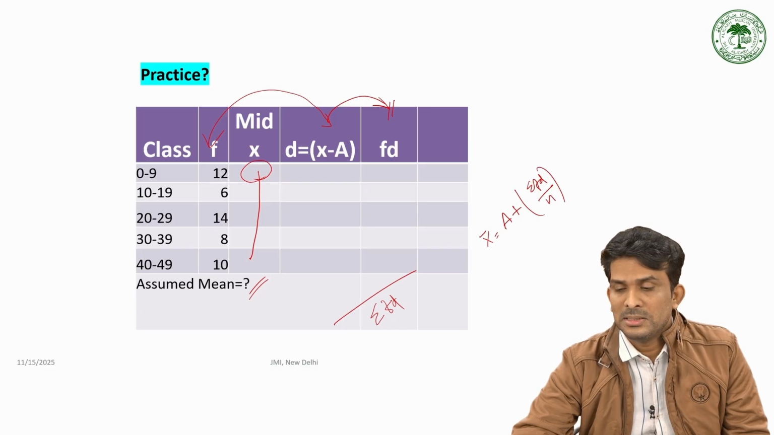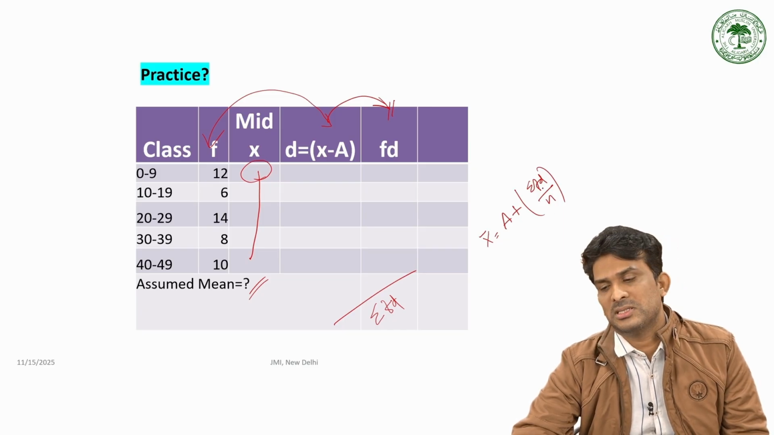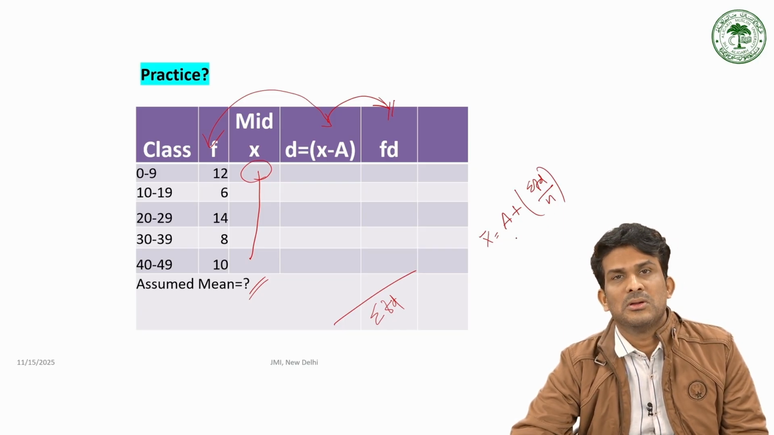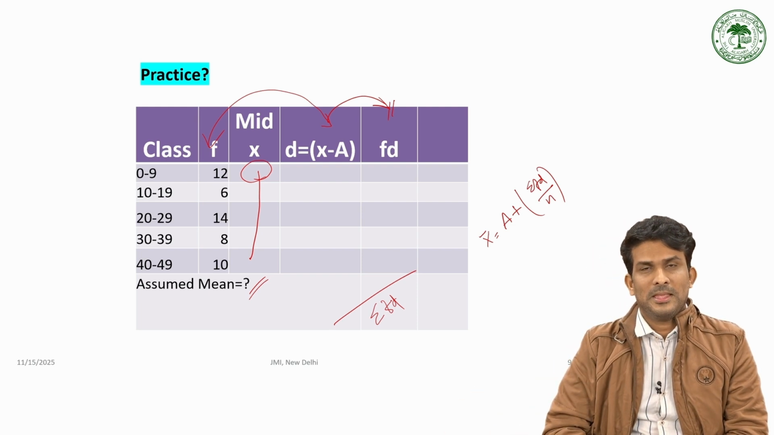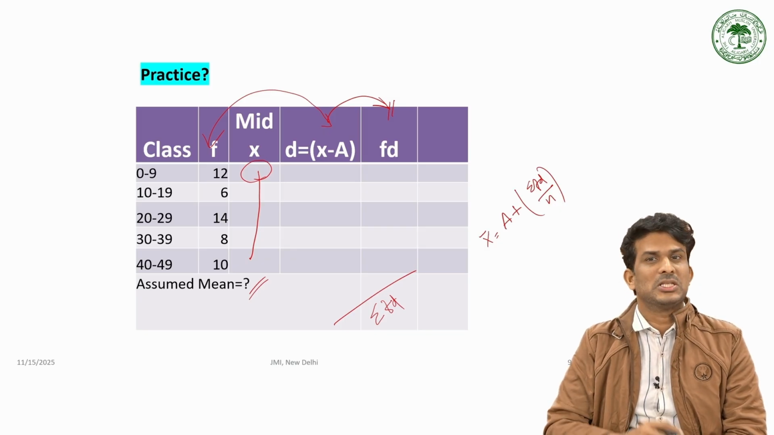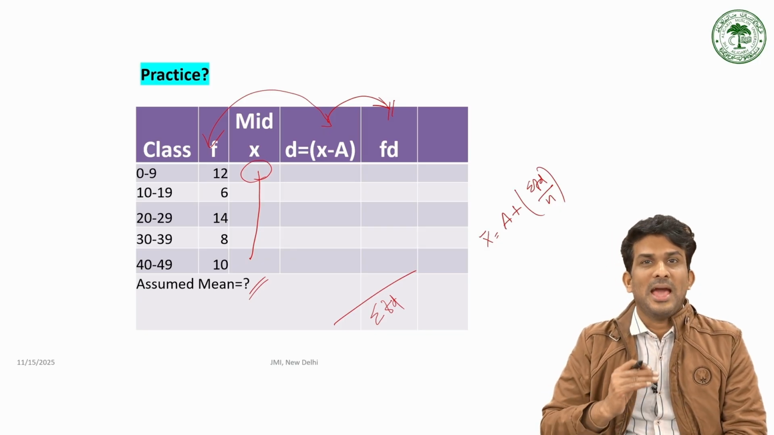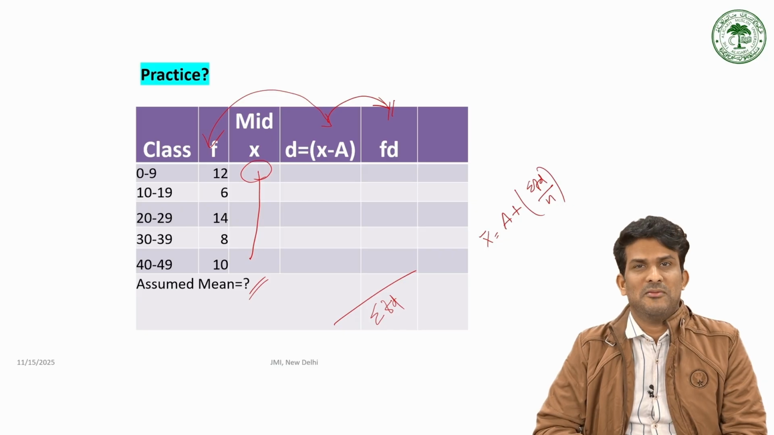Take the product and add it to the assumed mean, right? Is it clear? Yes. Now practice through the assumed mean method as well as through the normal method.